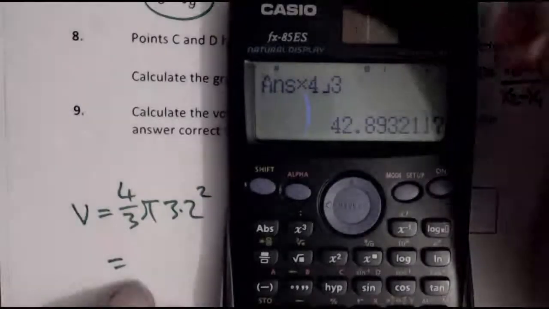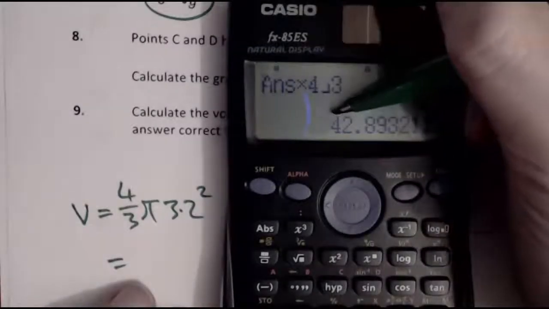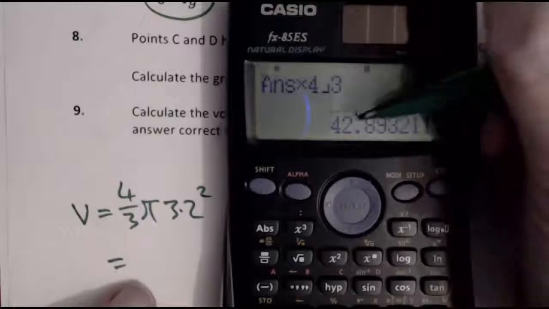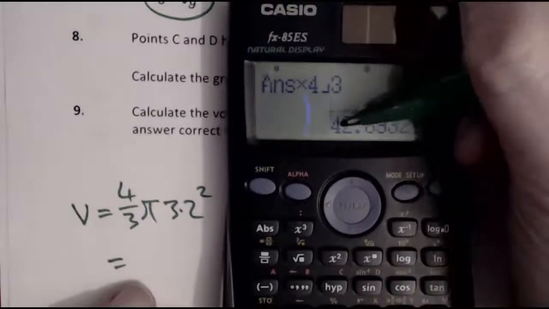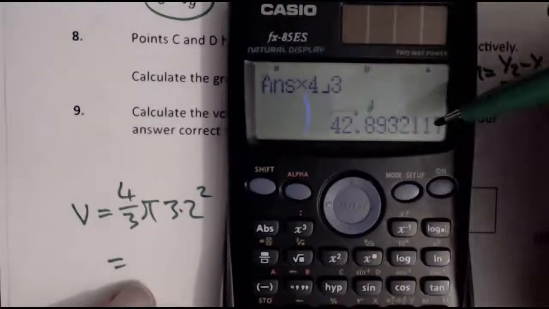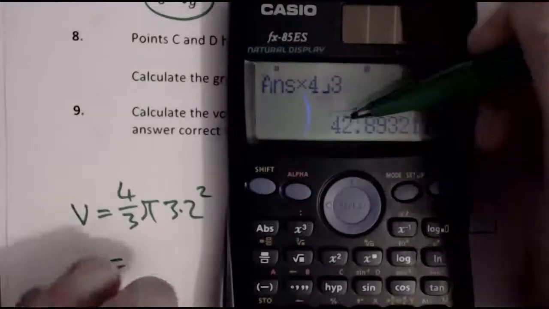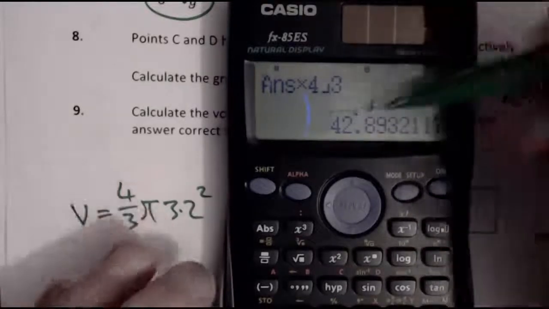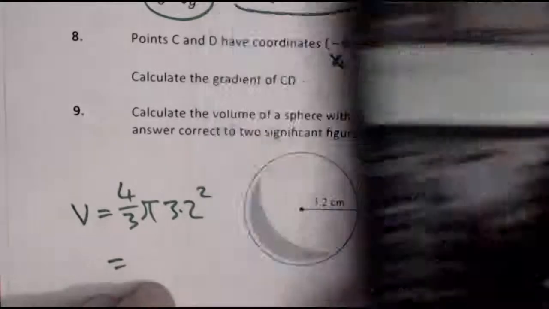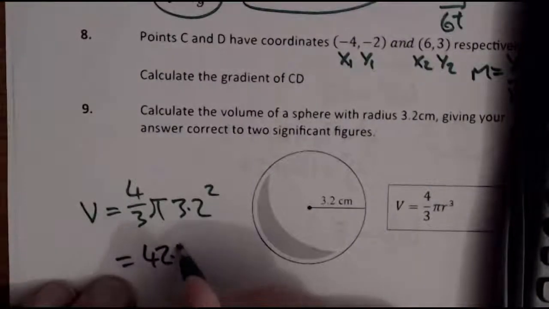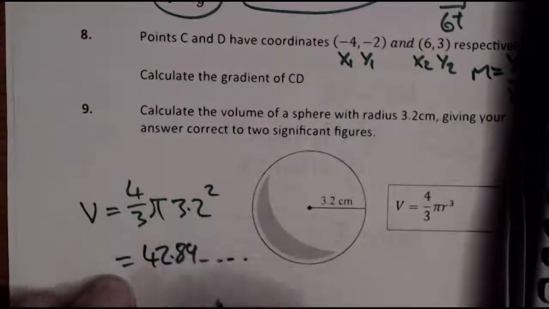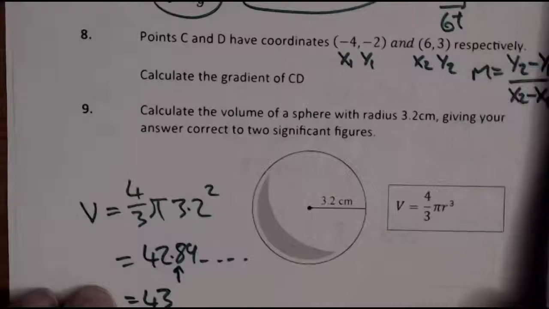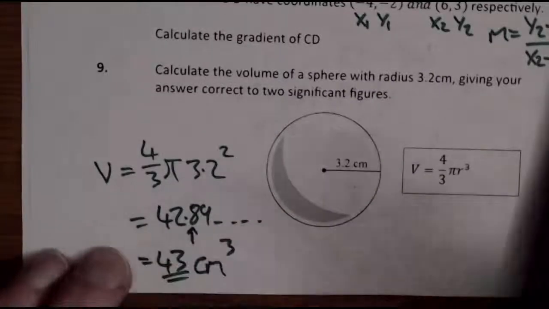Now, two significant figures is the 4 and the 2. However, you have to look at the third one to see if you have to round the second one up or down, or you just keep it the same. So obviously we're going to have to round this up, because right now it's 4.289 and so on. We look at this one, that's going to put this up to 43, so there's 43, and it's centimetres, remember, volumes cubed.